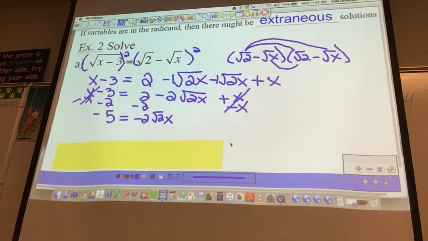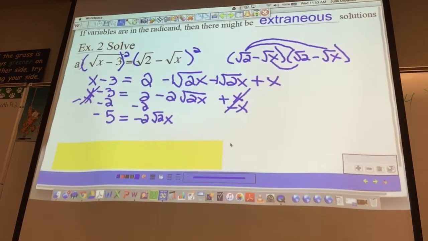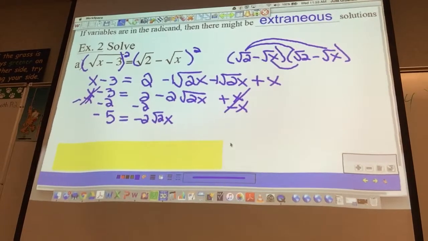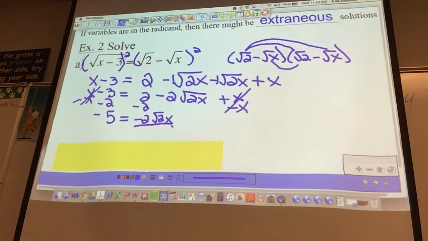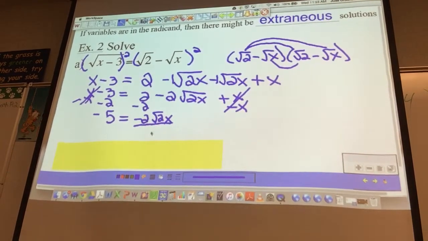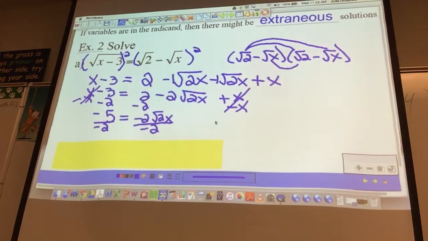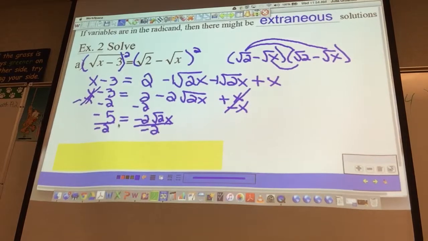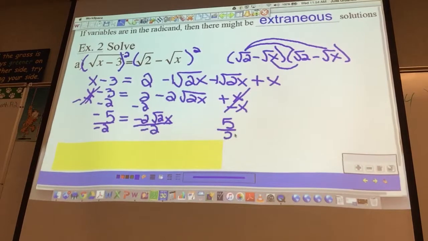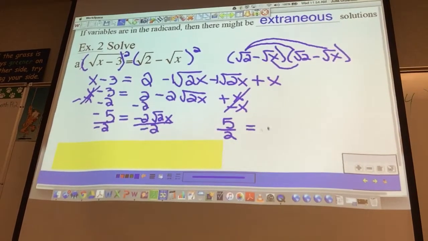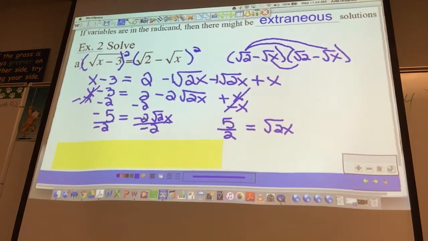Always keeping your goal in mind. You want x alone. So what would you do to both sides? Divide by radical 2? No, we want the x actually to stay. We're trying to get x alone, so divide by this one. Oh, it's not the same. Okay. Yeah, that's right. That one's outside the house, so it has to divide this way. So what we have is positive 5 over 2. I think fractions will be easier than decimals in this case. Equals radical 2x. All I did was cancel these.